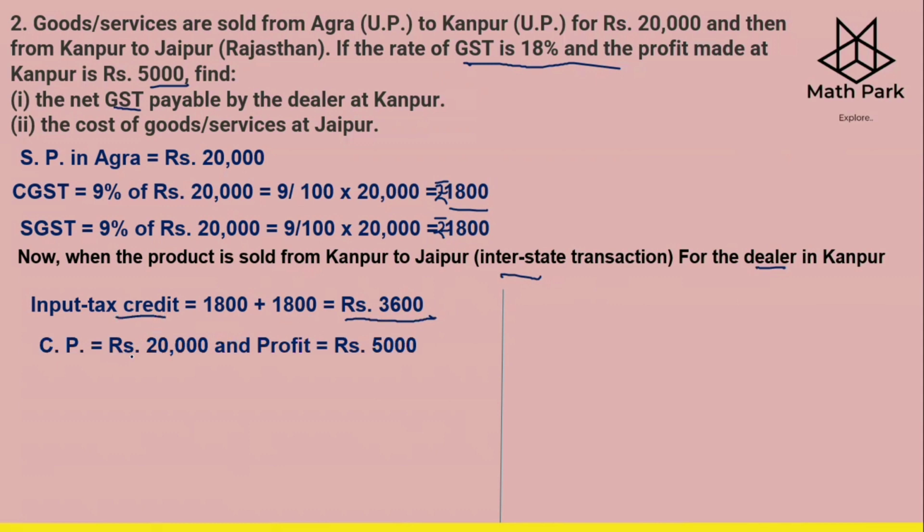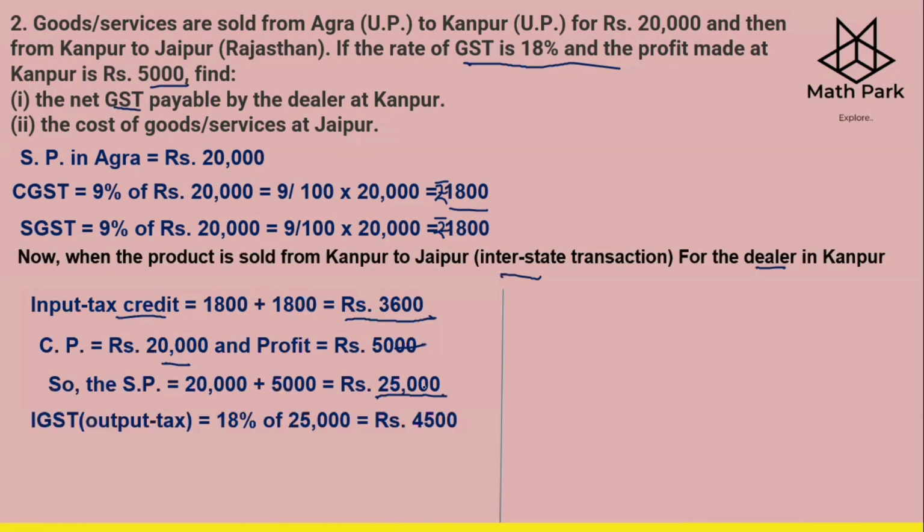Then the CP is rupees 20,000 and the profit is 5,000. So SP becomes 20,000 plus 5,000, that is 25,000, the selling price. Now this IGST is going to be calculated on 25,000, which is the output tax at the time of a sale, which is 18% of 25,000. So 18% of 25,000 is rupees 4,500.